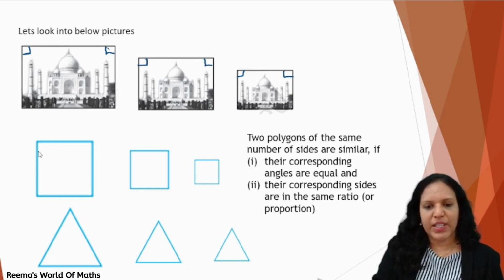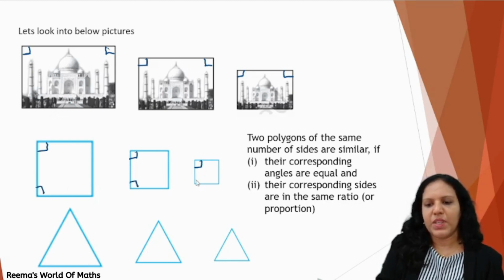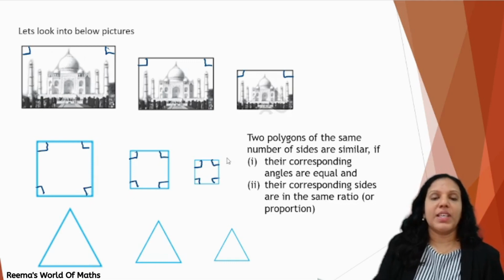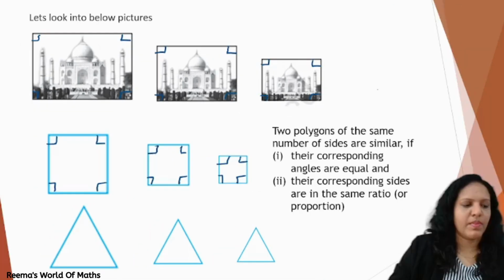Similarly, in these squares, we can say all the corresponding angles are equal. This angle is also equal to this one here. All are right angles. These corresponding angles are also equal here, and this corresponding angle of this is also equal. So we can say all the corresponding angles of these squares are equal.